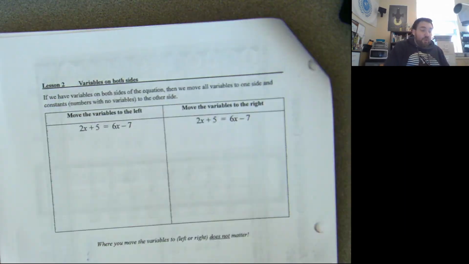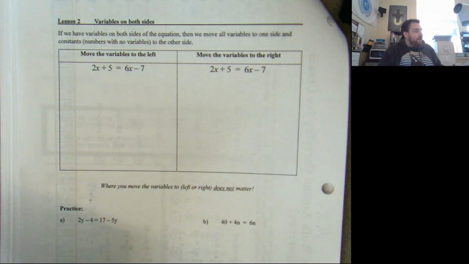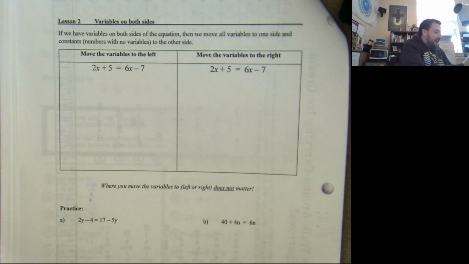Today's lesson is short. So let's take a look at this guy here. We're going to bring variables now onto both sides. And then you're going to have a bunch of time to practice this stuff.